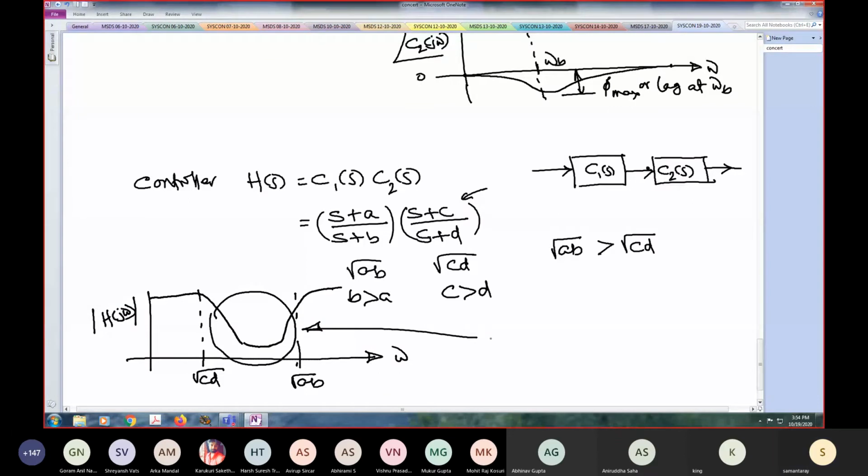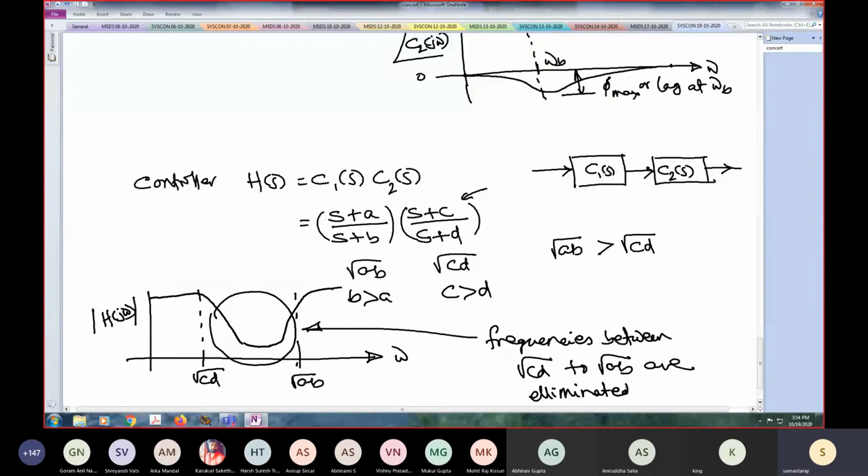So this is the area where frequencies between square root of CD and square root of AB are eliminated. This is called a notch filter.